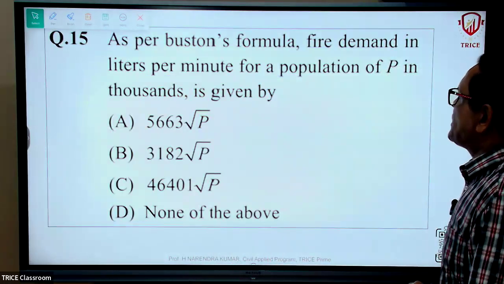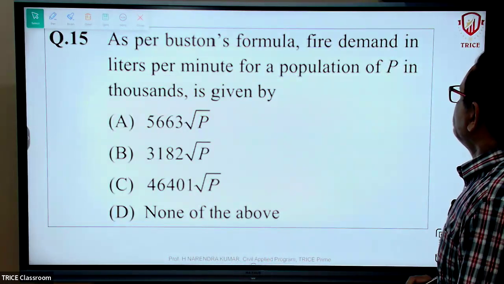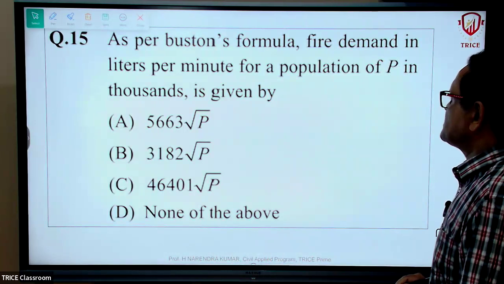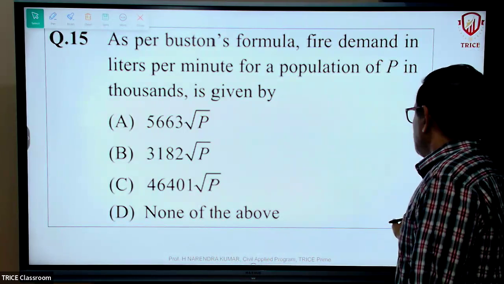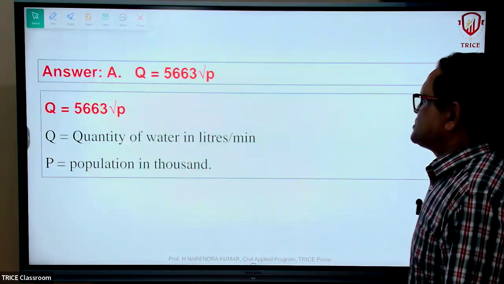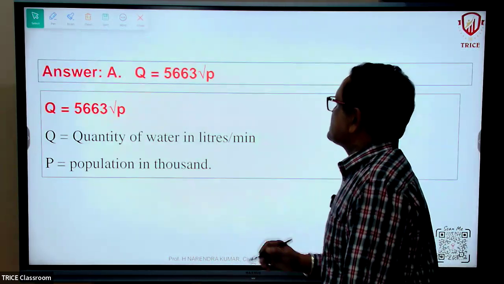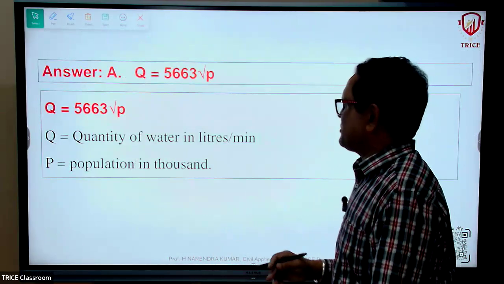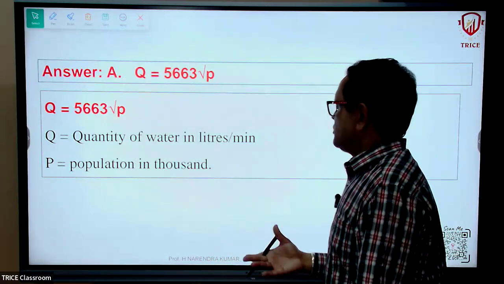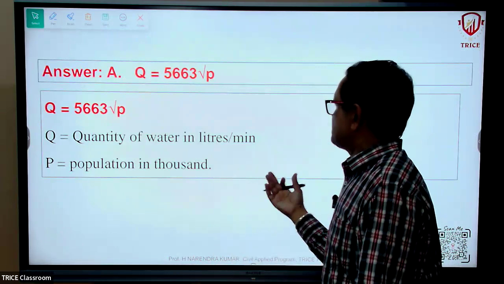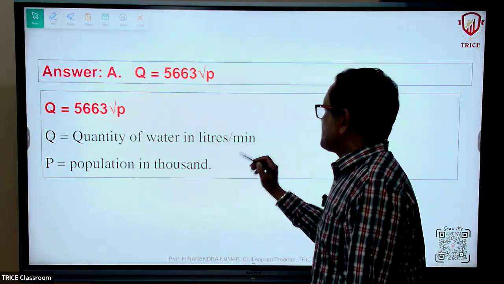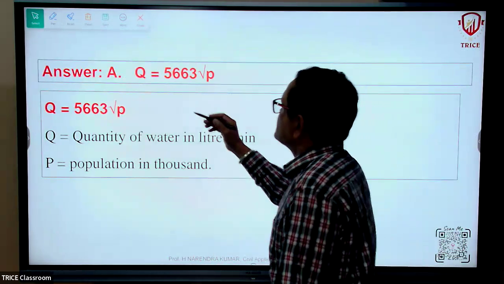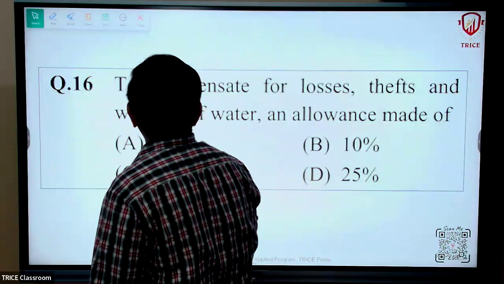Next one: as per Buston's formula, the demand in liters per minute for a population of P in thousands is given by. So you need to remember, this is only checking your memory. 5663 root P is the Buston formula. Sometimes they say Burton formula, that's okay. In most of the textbooks, it says Buston formula. So liters per minute is the quantity of water, with population in terms of thousands.